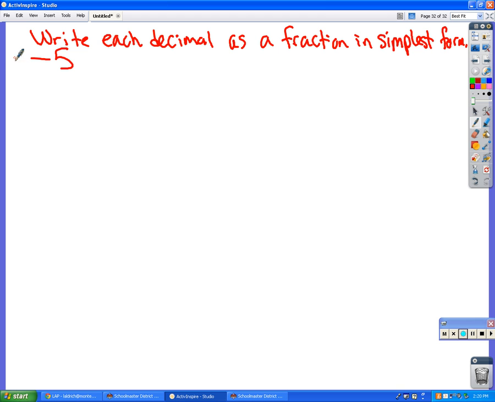Okay, so let's now take a look at how to take some of these decimals and write them as fractions, because we said that a decimal number is in fact a rational number, which means it can be written as a fraction. So let's take negative 5.59 and write it as a fraction in simplest form. Okay, so the negative 5 stays as a negative 5.